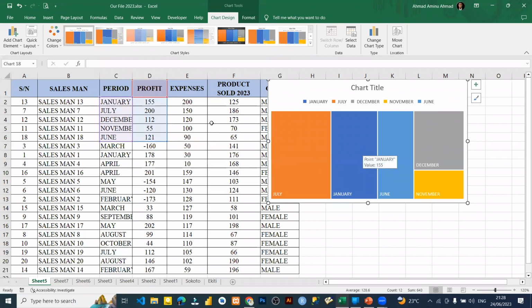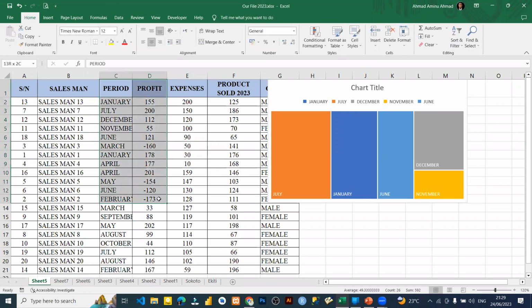Then followed by January. January has 155. Followed by June. June has 121. You see, December has 112, and November has the least, which is 55. So it just shows the hierarchy of your data, that is your categorical data. But when you have less categorical data, I think you can use it for the entire January.